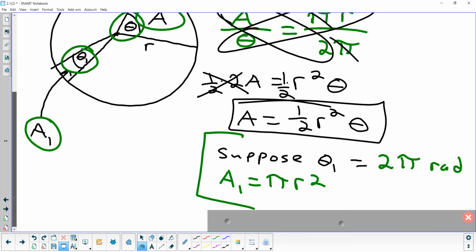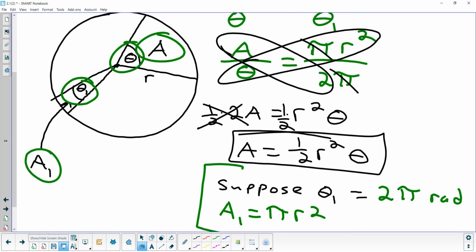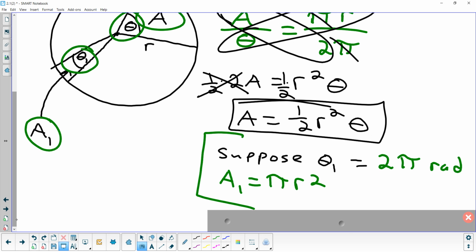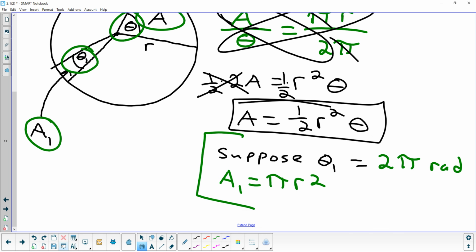That's the formula for the area of a sector. So that's the other formula that we're going to learn today. I'll just try to squeeze it in here. So this is the area of a sector. So the A is the actual area.